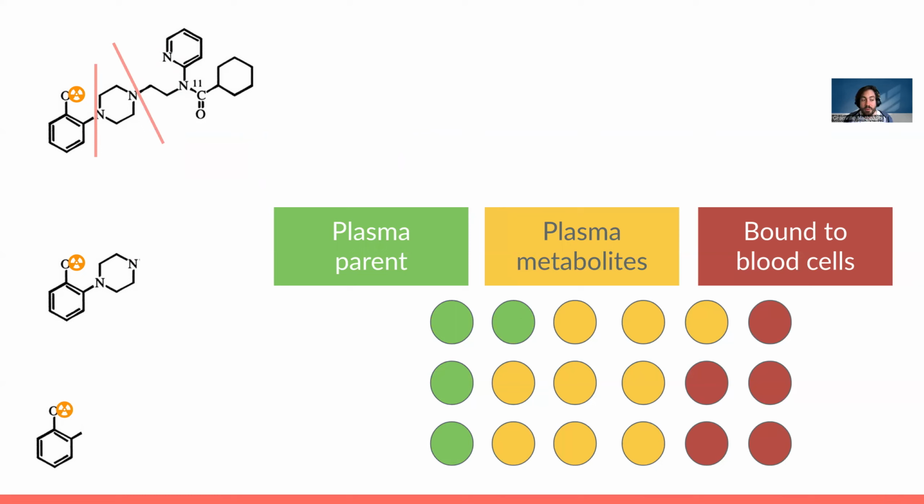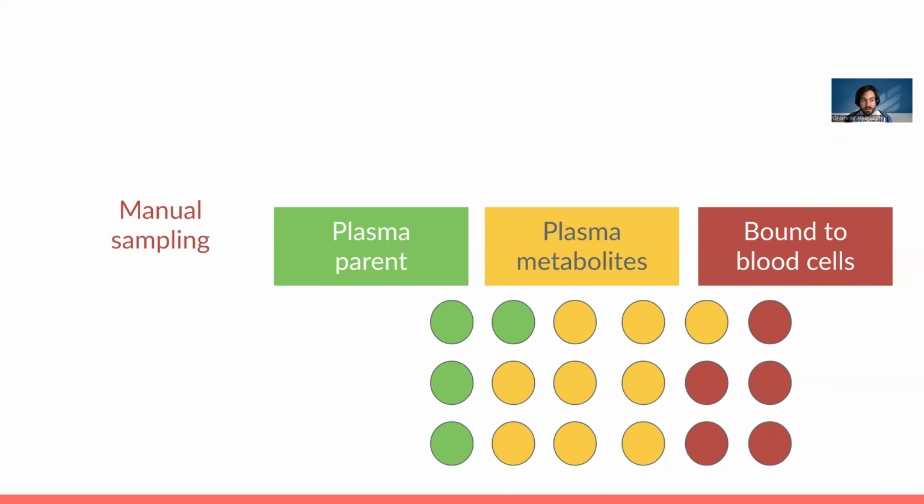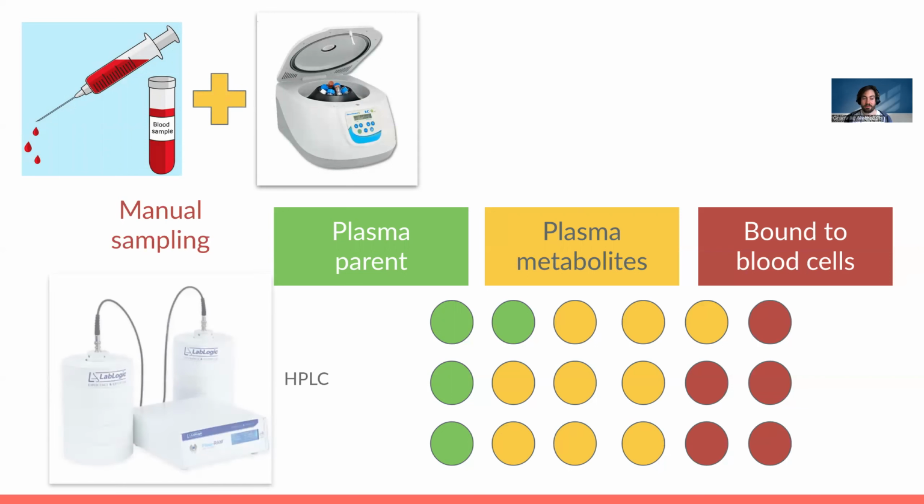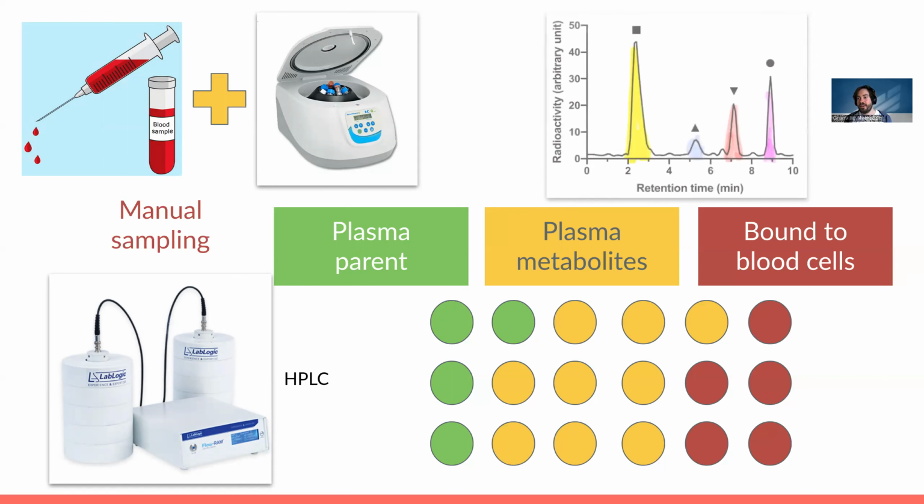So we need to figure out how much of our radioactivity is actually the parent compound. So we go back to our manual sampling, we take our samples, we put them in the centrifuge, we then put them into a radio HPLC. So this is high performance liquid chromatography. It separates out each of the compounds that we have, and we can measure the radioactivity within each of them.